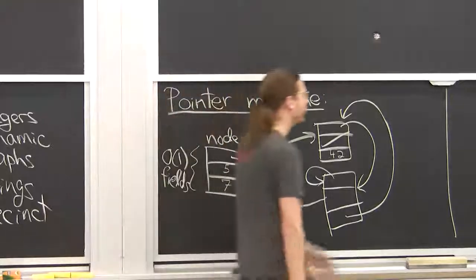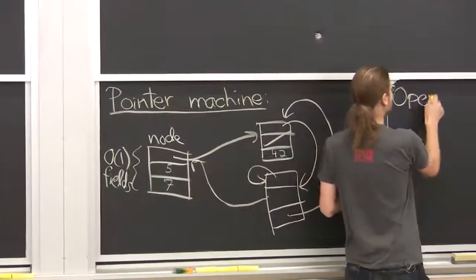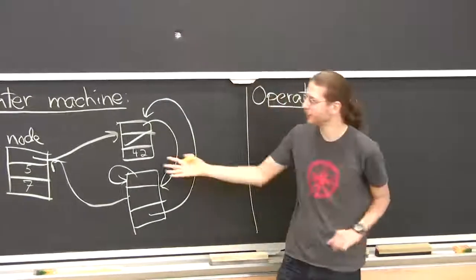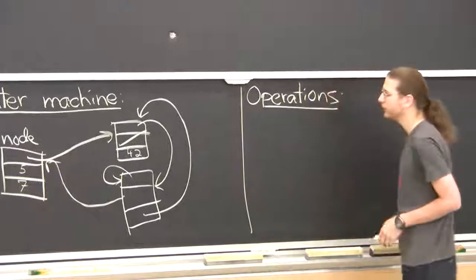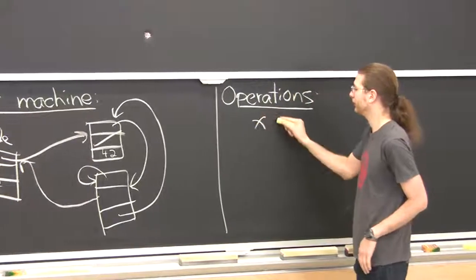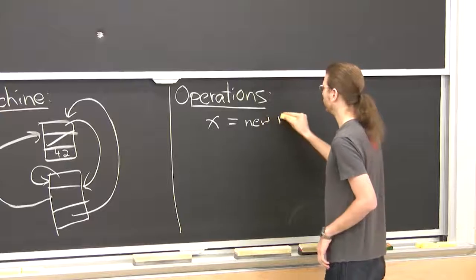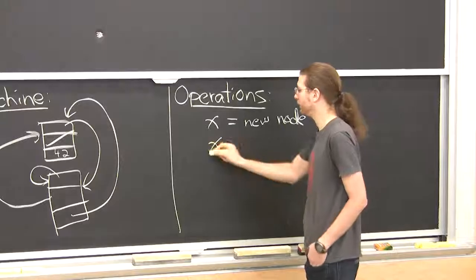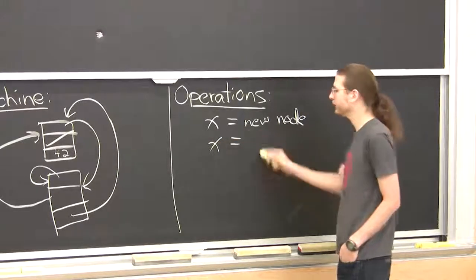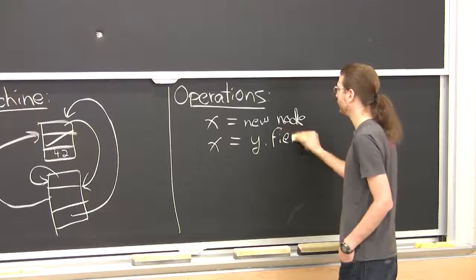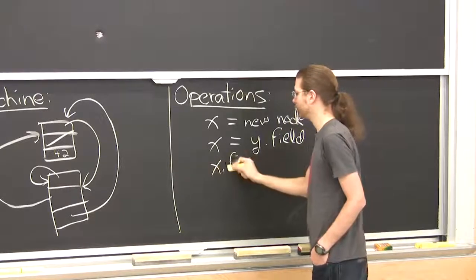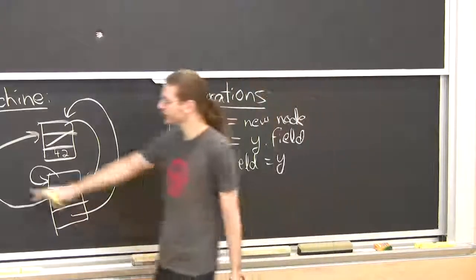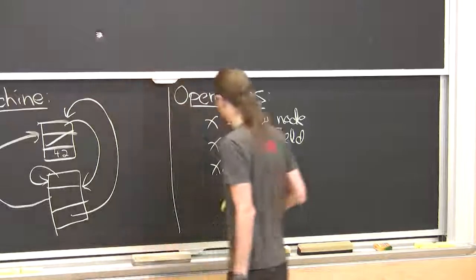And then you have some operations that you're allowed to do. That's the computation part of the model. You could think of this as the memory model. What you're allowed to do are create nodes. So you can say something like x equals new node. You can look at fields, so you can do x equals y dot field. You can set fields, x dot field equals y. You can compute on these data, so you could add 5 and 7, do things like that.